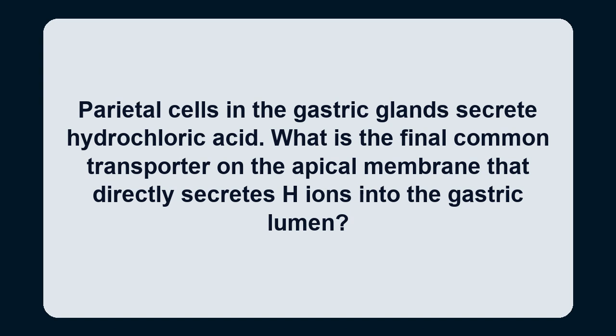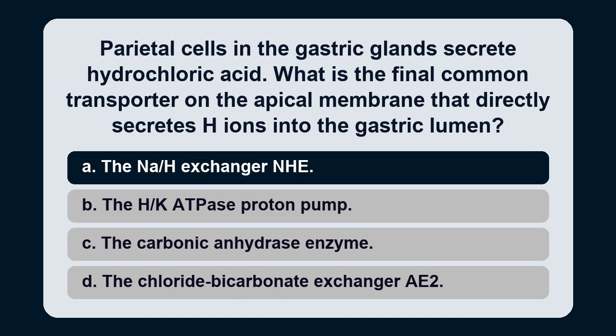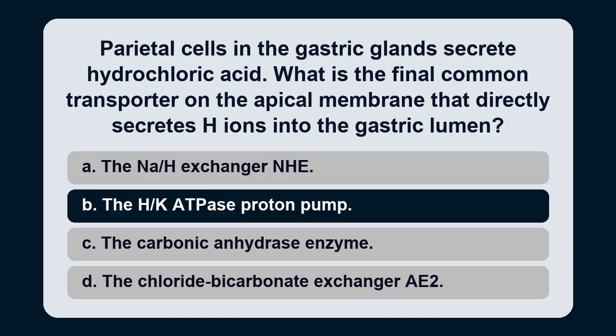Question 5. Parietal cells in the gastric glands secrete hydrochloric acid. What is the final common transporter on the apical membrane that directly secretes H+ ions into the gastric lumen? Option A. The Na+/H+ exchanger, NHE. Option B. The H+/K+ ATPase proton pump.